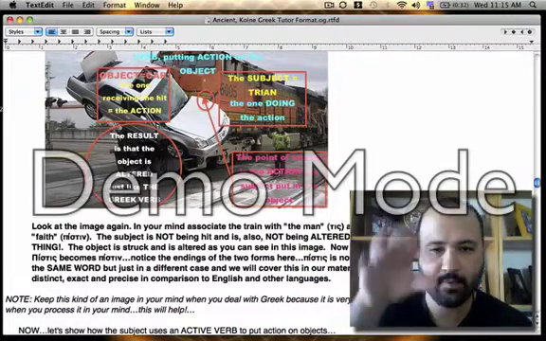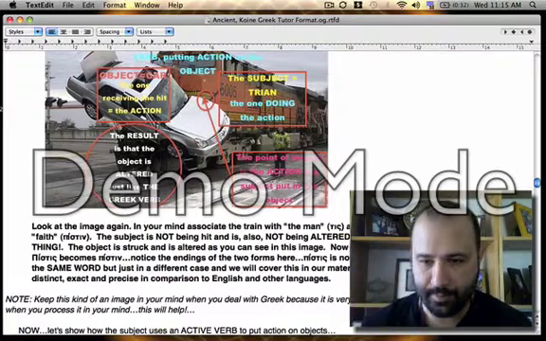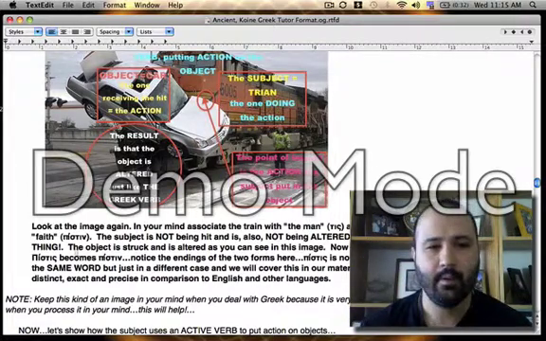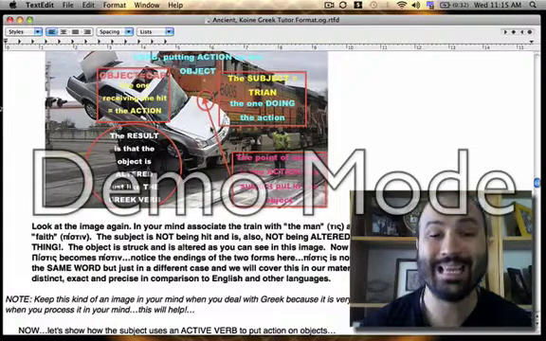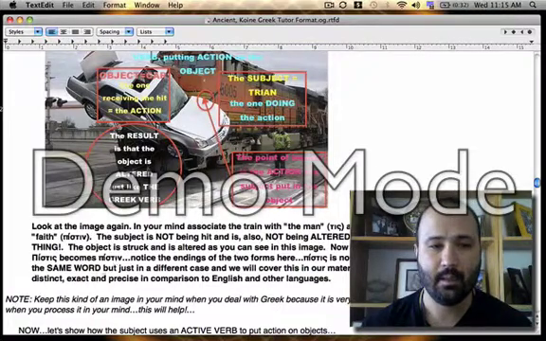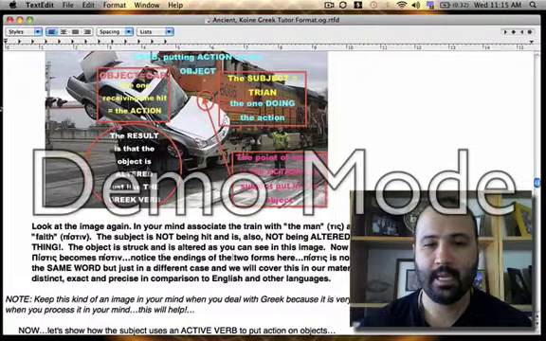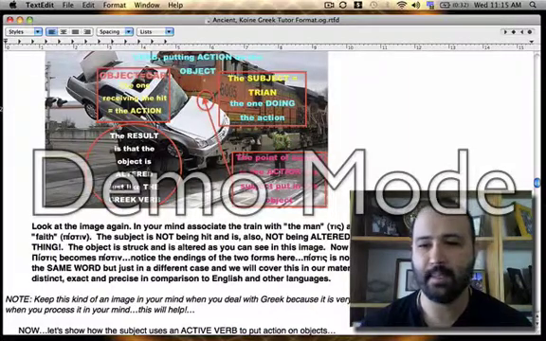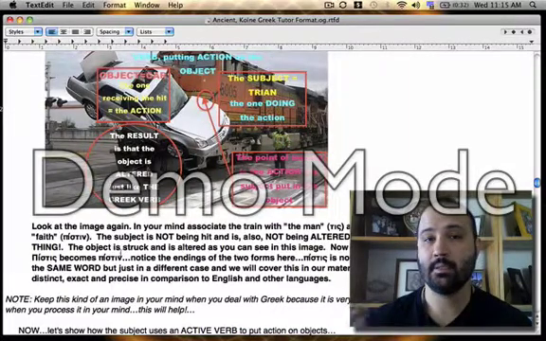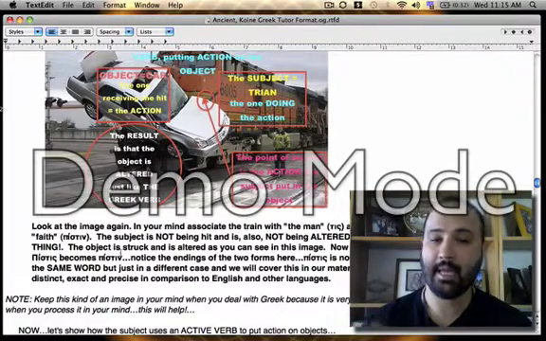Get this image in your mind with Greek. Now think of the Greek subject, same thing. The object is struck and is altered, as you can see in the image. Now think of the Greek object, same thing. Pistis now becomes pistin with a nu. Notice the endings of the two forms here. Pistis is now in the accusative case, pistin. It's the same word, but just in a different case.